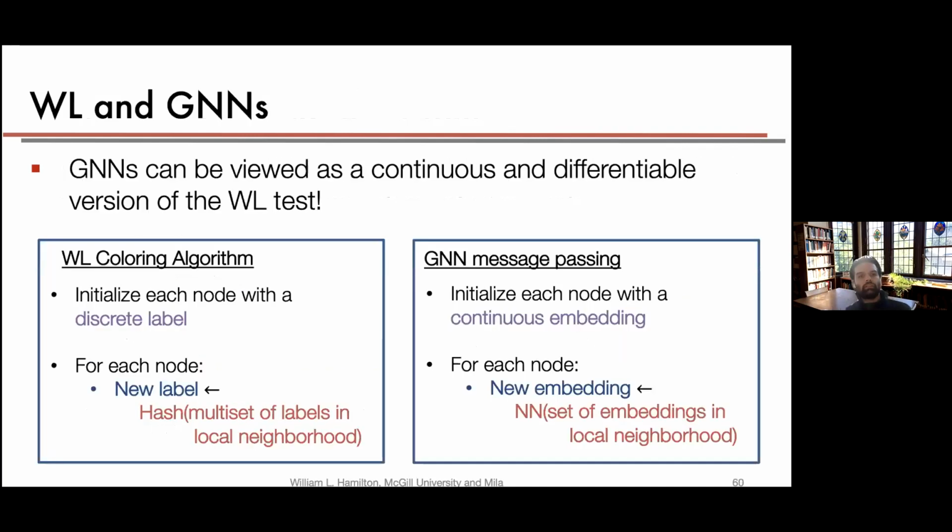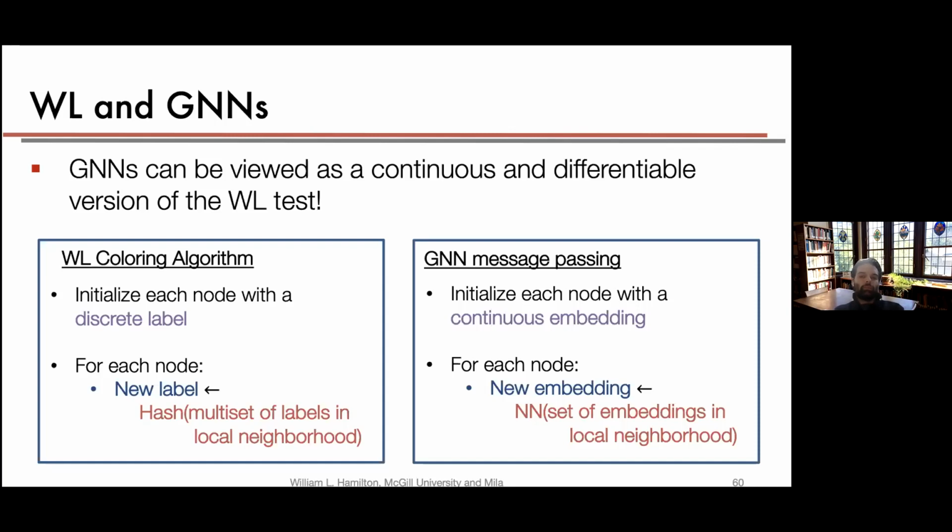And the key idea is that in this WL coloring algorithm, a very classic algorithm that's over 100 years old, we initialize each node with a discrete label. Then for each node at each iteration in this algorithm, we replace that node's label with a new label that is a hash, so a discrete hash of the multi-set of labels in that node's local neighborhood.